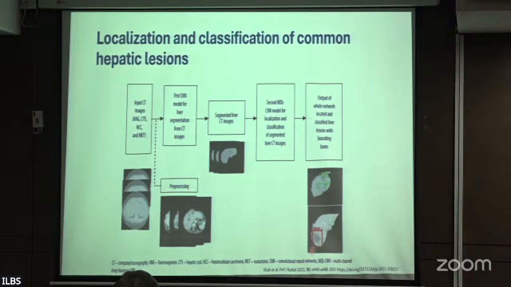So for that case, some example problems may be to differentiate the fibrosis level, to differentiate the steatosis level in the histopathological image. That is very subjective.